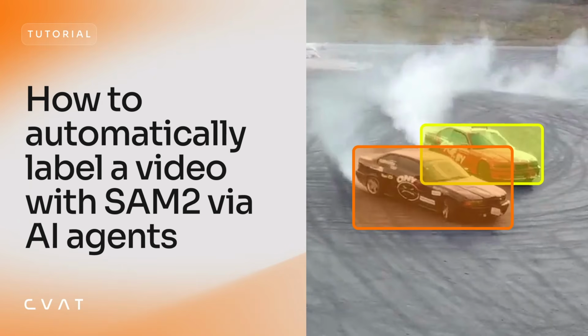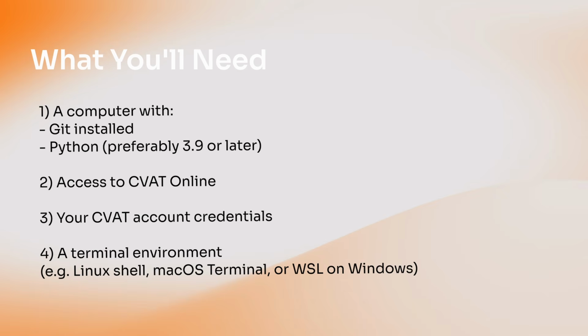Hi there. Today we'll be showing how to use the Segment Anything model for tracking in CVAT Online. This model allows you to automatically track masks or polygon shapes drawn on one frame onto any subsequent frames. Let's go over the setup.